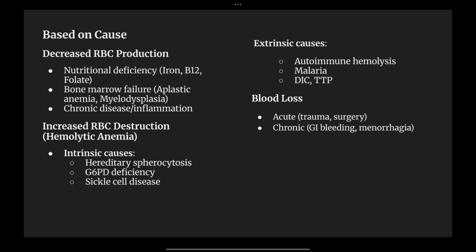Now DIC is disseminated intravascular coagulation. This is a disorder that can cause the activation of the coagulation system. So there might be clot formation inside the blood vascular system. That is DIC. Again, TTP.